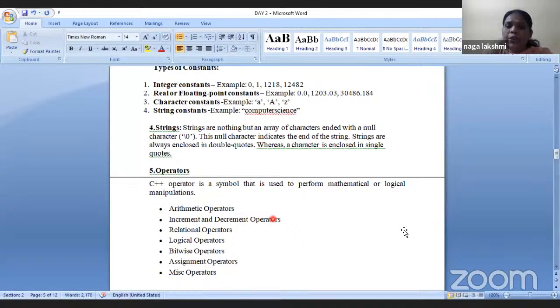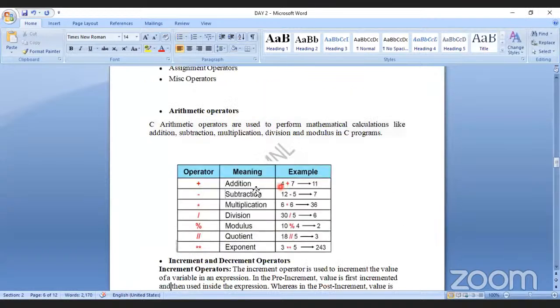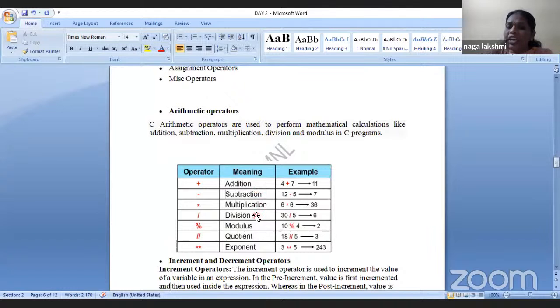Here I have said arithmetic operators means addition, subtraction, multiplication, division, modulus, quotient and exponent. You are very well known about addition, adding up two numbers. Subtraction you know, but I think many of you didn't know about modulus. How many of you know about modulus?